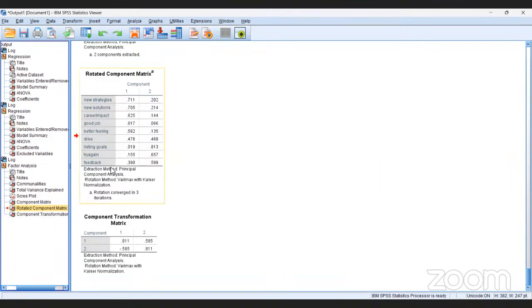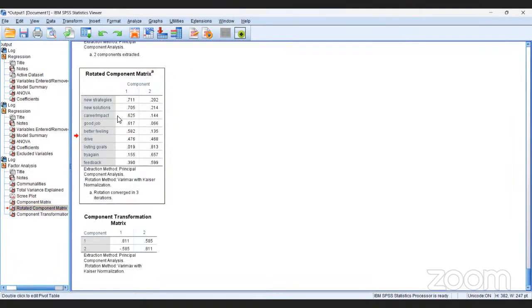And here we can find out that the first factor includes new strategy, new solution. Next is career impact, good job. Better feeling. And drive also. And the second factor includes listing goal, try again, and feedback.